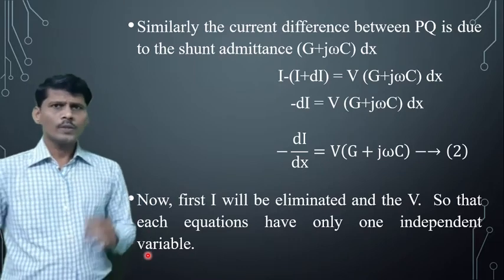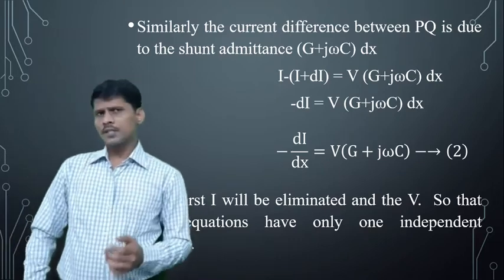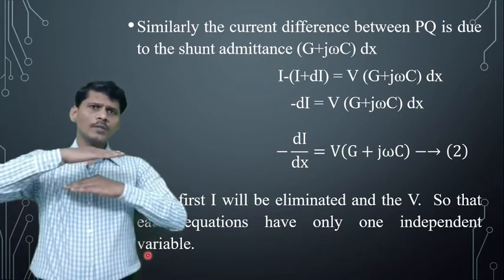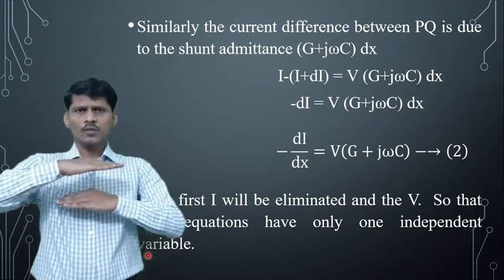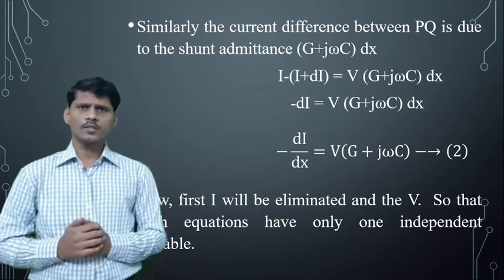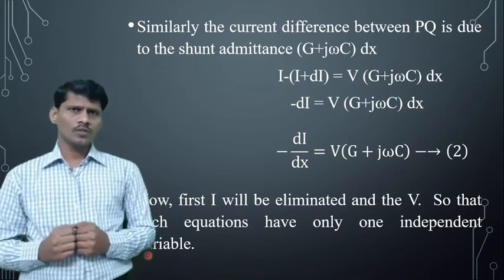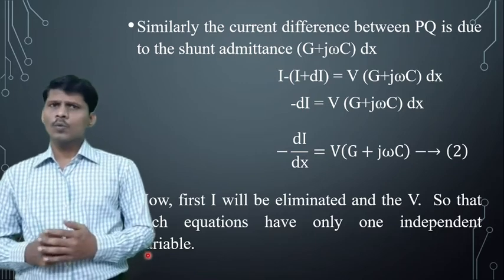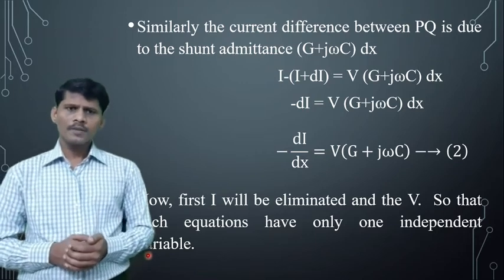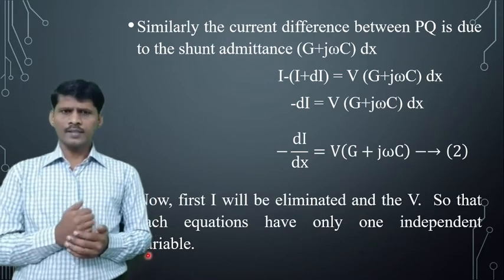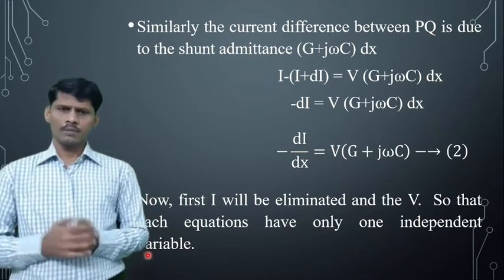There are two ways we can determine voltage expressions and current expressions. The first one is that the voltage between two conductors can be considered as a constant while calculating the equations of the current. The current in the transmission line can be considered as a constant while calculating the voltage expression. So first current will be eliminated and then voltage will be eliminated.